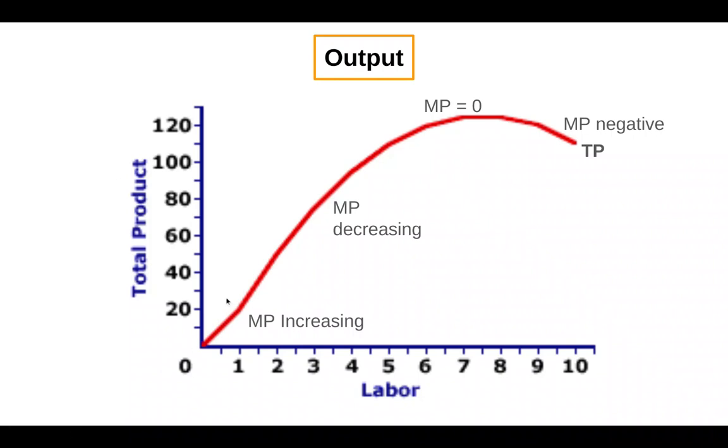And what you see here is that at first total product is pretty steep. Marginal product is increasing, and then it eventually decreases. Marginal product eventually becomes zero, and then it becomes negative, right? So what explains this shape? What explains how total product gets flatter and flatter, and then starts to become negative?